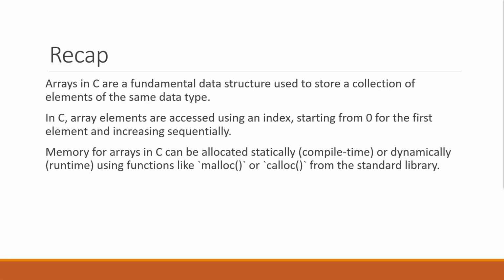As a recap, arrays in C are a fundamental data structure used to store a collection of elements of the same data type. In C, array elements are accessed using an index, starting from 0 for the first element and increasing sequentially. Memory for arrays in C can be allocated statically, at compile time, or dynamically, at runtime, using functions like malloc or calloc from the standard library.